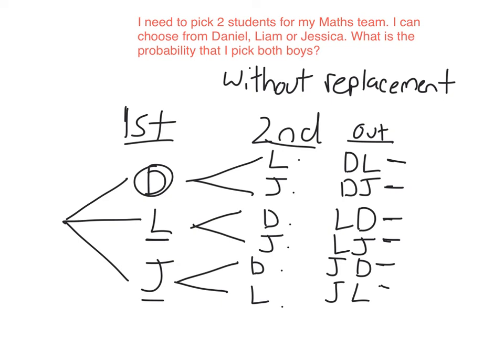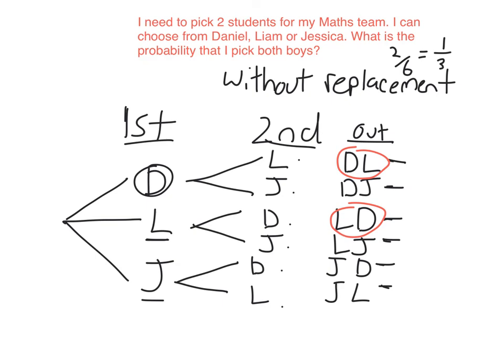So there are 6 outcomes. 2 of them have both boys, Liam and Daniel. So the probability to answer that question is just 2 over 6, or 1/3. Now that question became so much easier after we did the tree diagram to list all the outcomes.